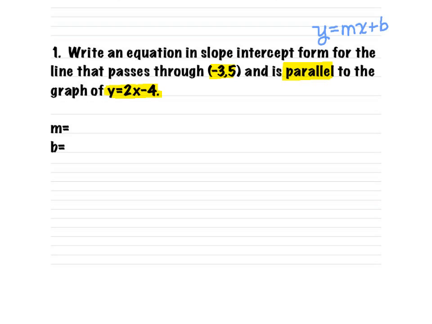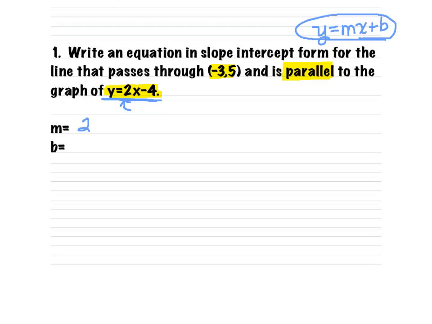Well, let's start with what do we need? What do we need to write an equation in slope-intercept form? Well, we need m and we need b. Well, if we're going to write the equation of a line that's parallel to this one, can anyone think what is the slope of that line? Well, the slope of that line is 2. It's m. It's 2. So if the slope of that line is 2 and the line that I want to write has to be parallel to that one, then I know that the slope of my line is also going to be 2, because parallel lines have the same slope. Okay?